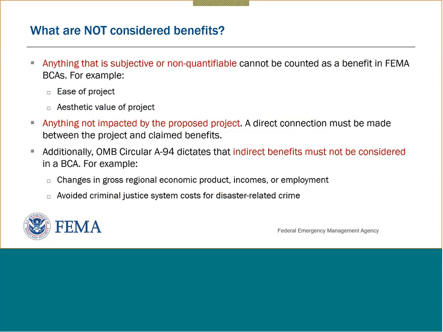So what are not considered benefits? Anything that is subjective or that you can't quantify. For example, the aesthetic value of the project. Oh, it looks so nice. I don't know how you put a value on the appearance of a building, but however you calculate that, you can't use that in the benefit cost analysis. You can't include anything that's not impacted by the proposed project. In other words, you'll have to make a connection between the mitigation activity and the benefits.